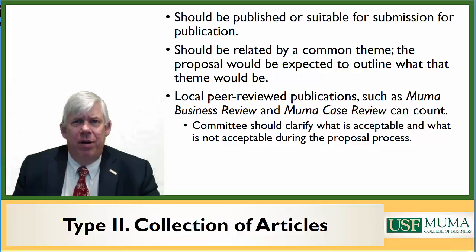The second type of allowable dissertation is also applicable to our PhD candidates as well as our DBA candidates. And this would be a collection of articles that are either published, publishable, or suitable for publication. And normally this would be 3 articles, and we would expect them to be united by some sort of common theme. And during the proposal process, we would expect them to sort of outline or highlight what that theme should be. So it's not just 3 random articles, it's 3 articles that relate to some common research theme and are research informed.